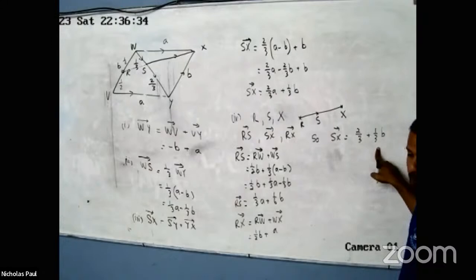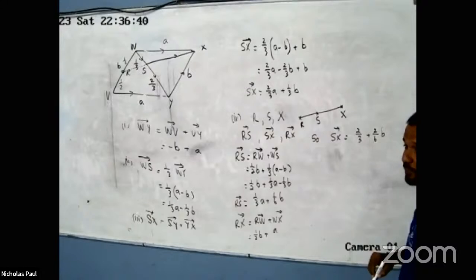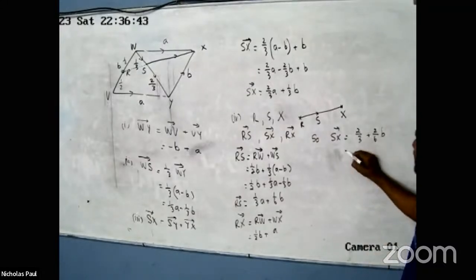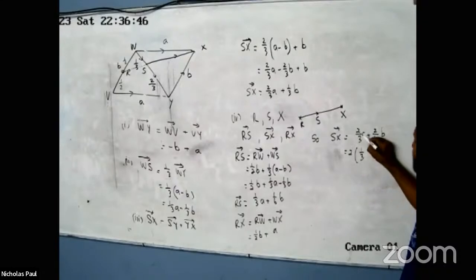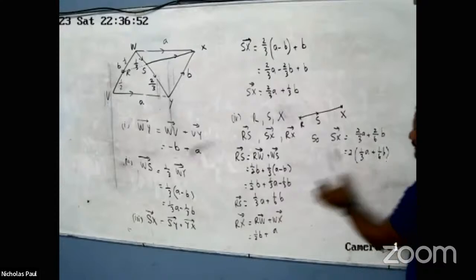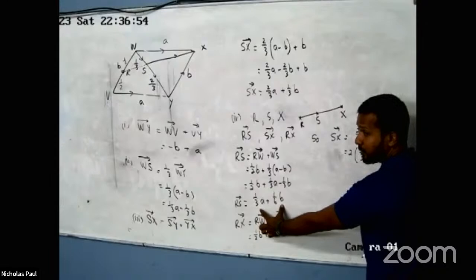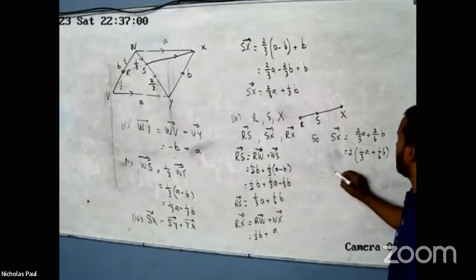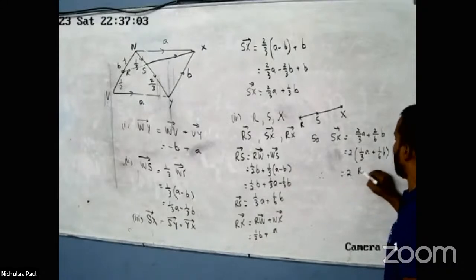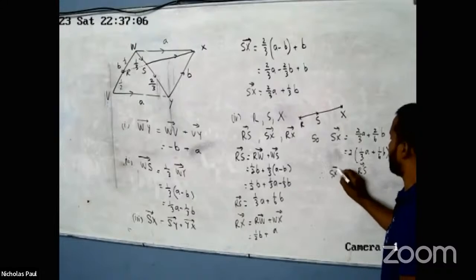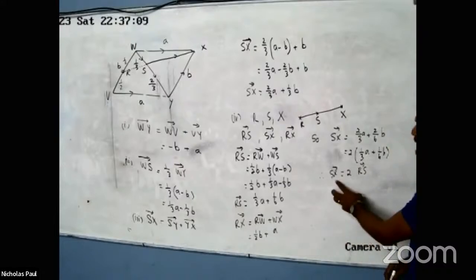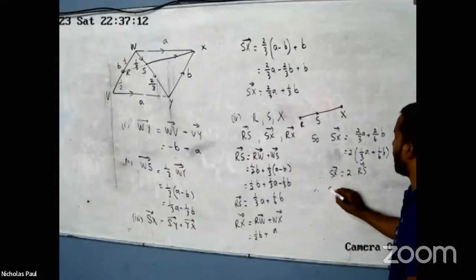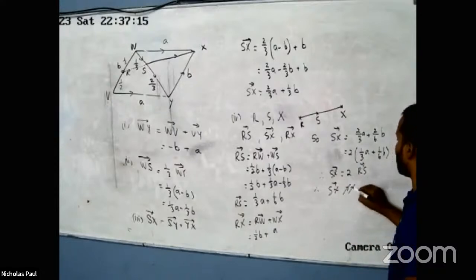Remember, 1/3 is the same as what? 1/3 is the same as 2/6, right? So if I factor out 2, what will I get? I'll get 1/3 A plus 1/6 B. This is the same as RS. See that? This is the same as this. So therefore, this is equal to 2RS. What does that mean? SX is equal to 2RS. Right? SX is parallel to RS.